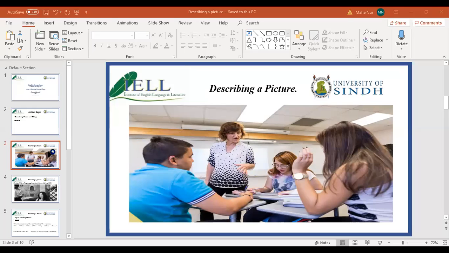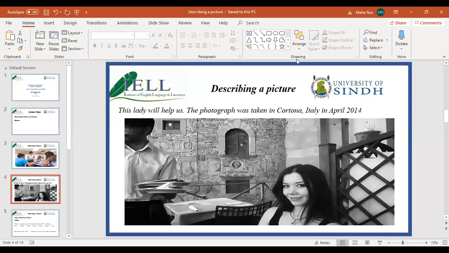It's a conversation, Kainat. Okay, okay. All right. Because a lot of you did not do much good when you were describing the photograph, let's take some help from this lady. Now, look at this photograph. This lady will help us in understanding how to describe a photograph. This photograph was taken in Cortona, Italy in April 2014.